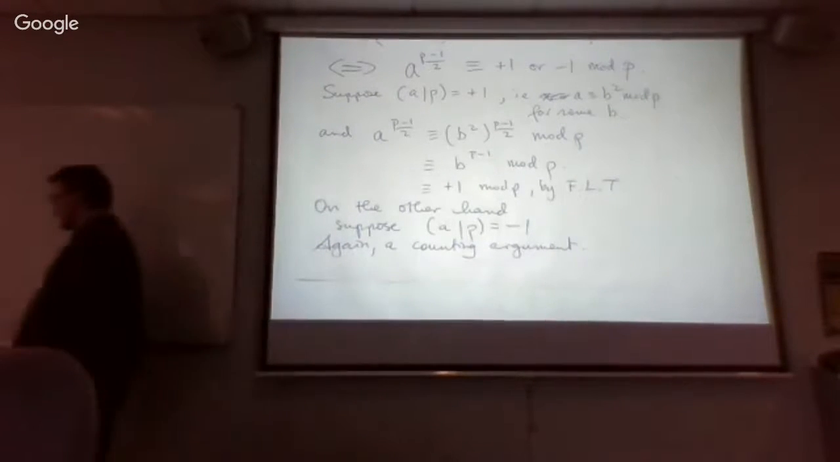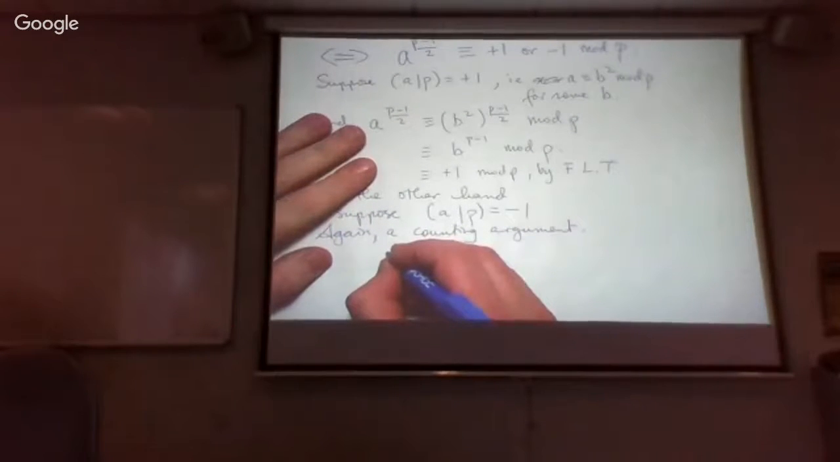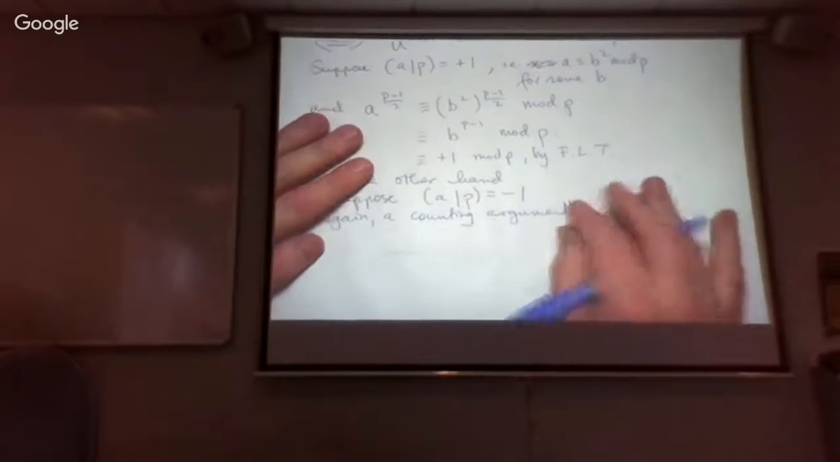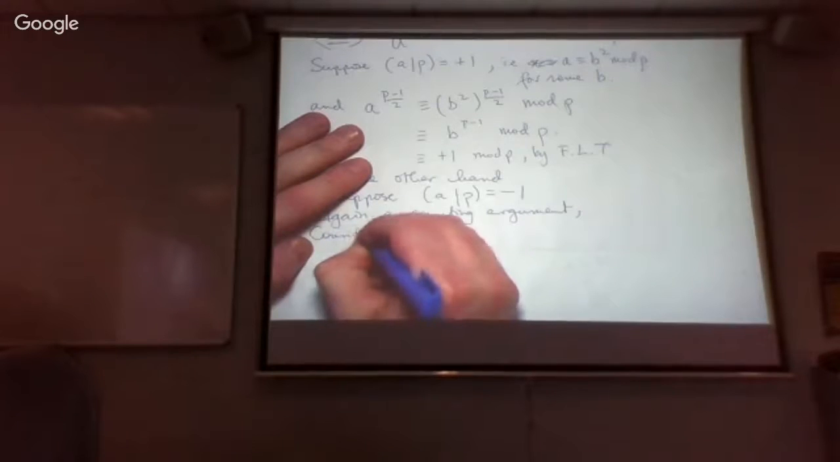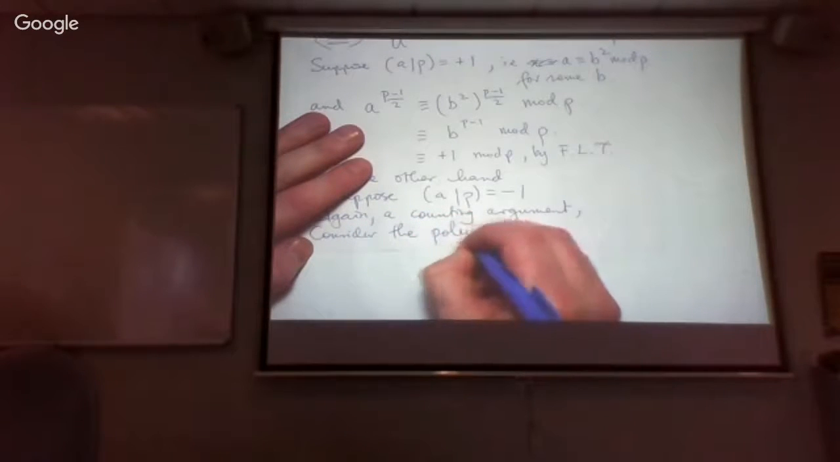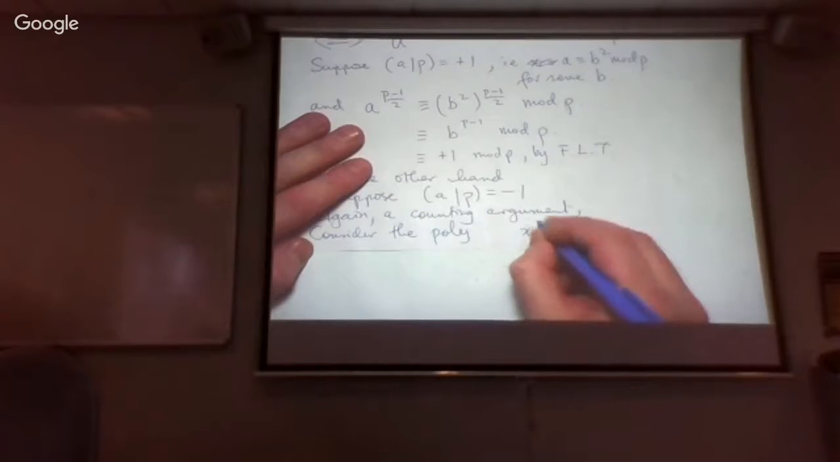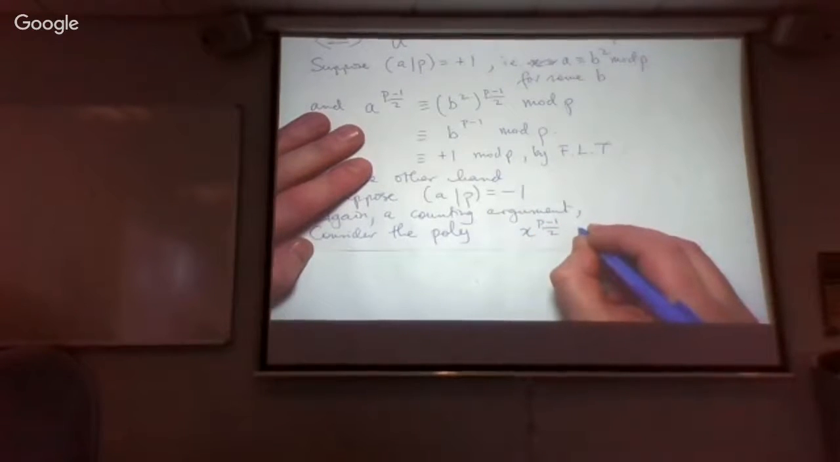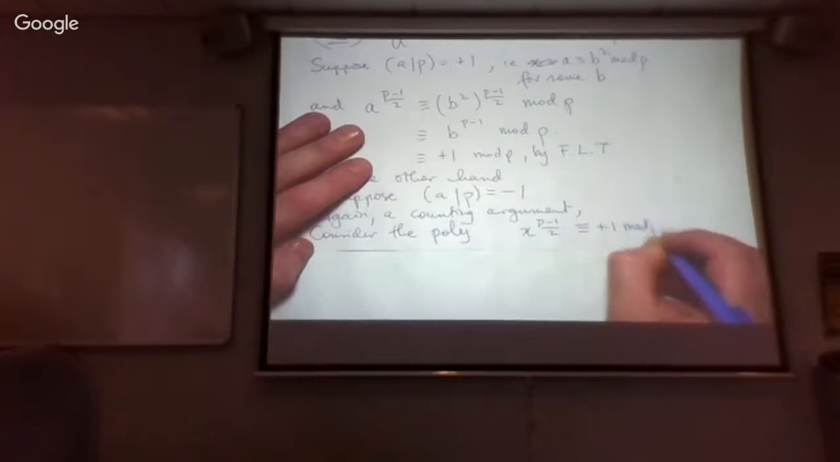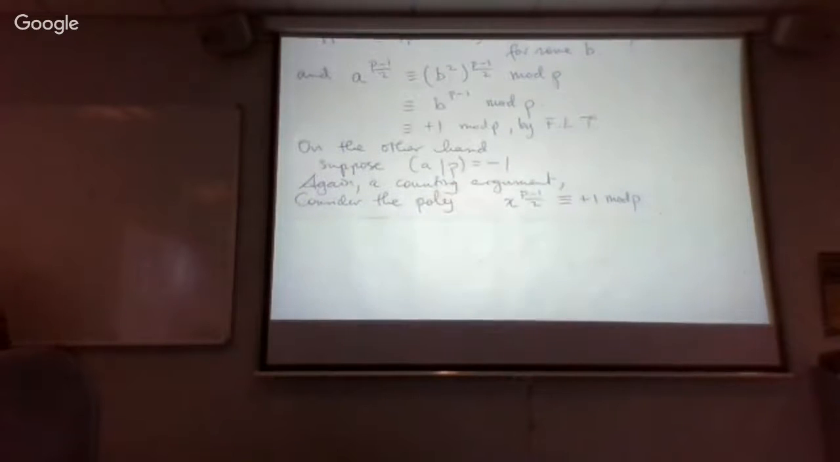So we're considering a to the power of (p minus 1)/2. Again, it's a counting argument. If we consider the polynomial x to the power of (p minus 1)/2 congruent to plus 1 modulo p. Lagrange's theorem, let me just get the number of that for you. It's back in theorem 7.1.